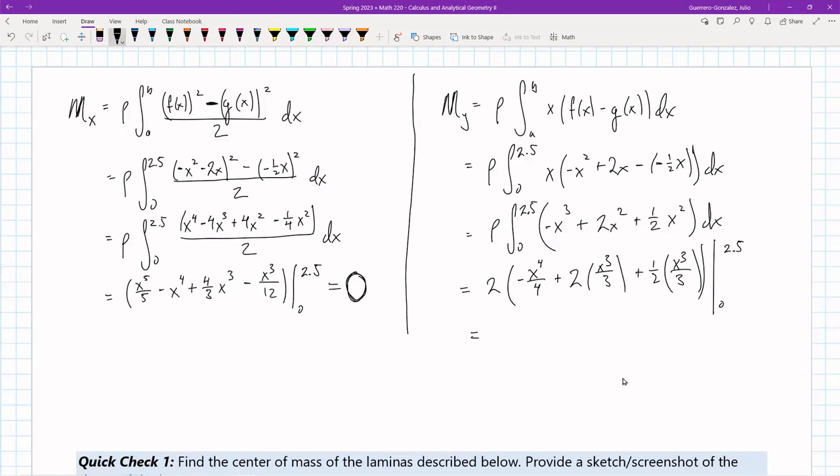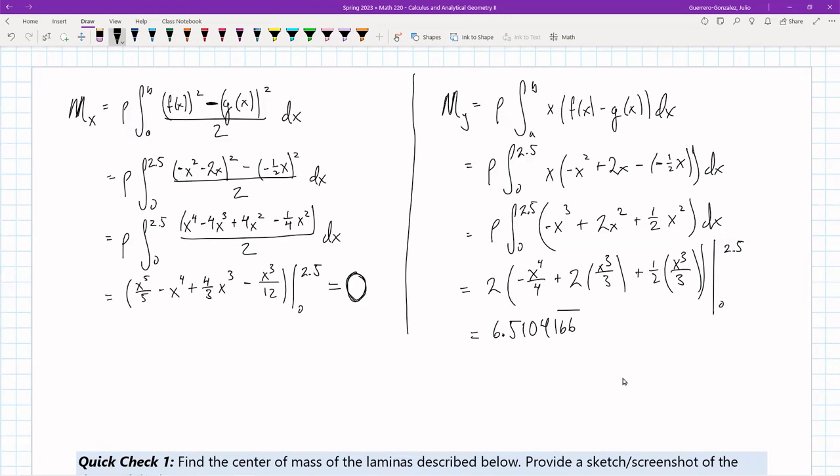And if you do this part right, you should get something along the lines of 6.5104, and the 6 continues to repeat. There we go. Okay, so we have our total mass, our moments with respect to the x-axis, and the moments with respect to the y-axis.